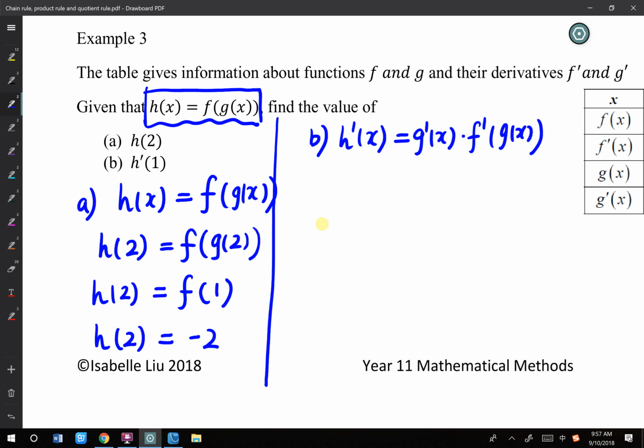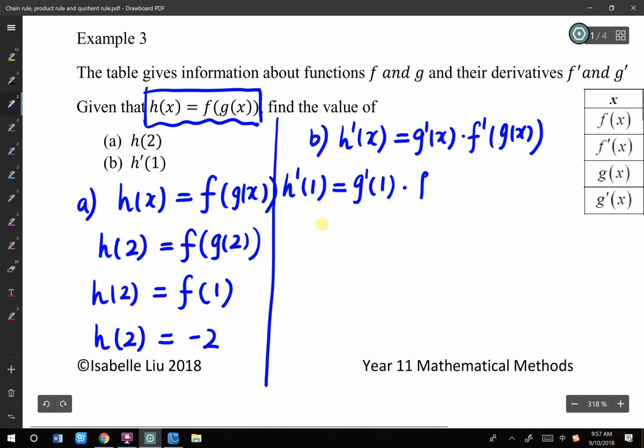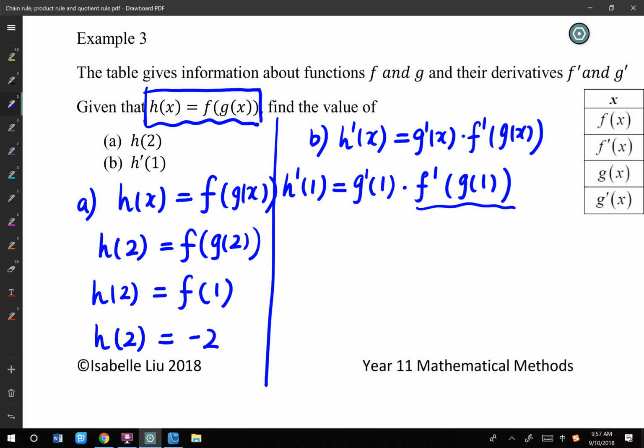What I want to find now is h'(1). That's what I'm trying to find. This equals what? All the x will become 1. So it's g'(1) times f'(g(1)). This is still a composite function. I put g(x) into f'(x).